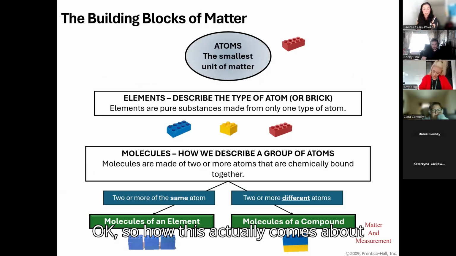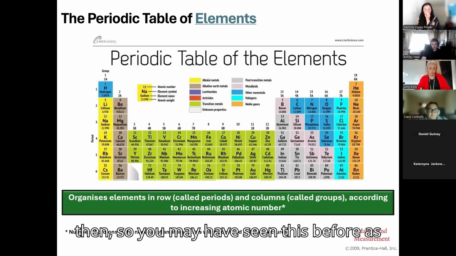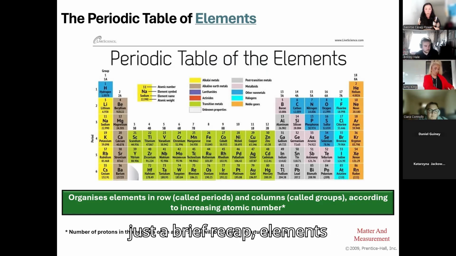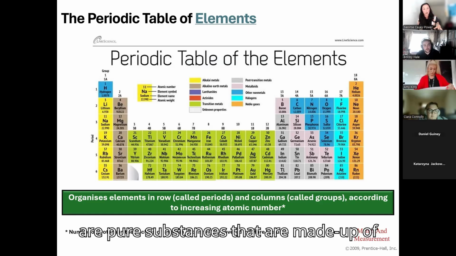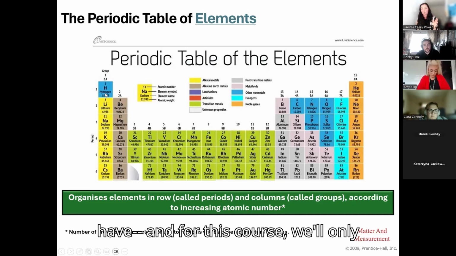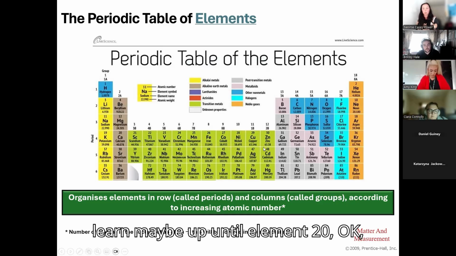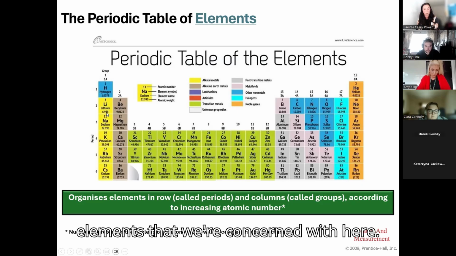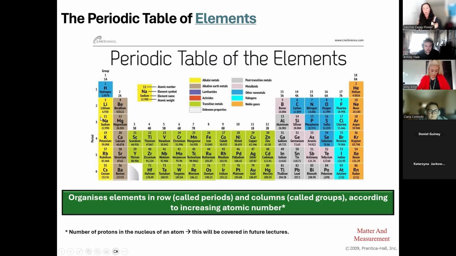Okay, so how this actually comes about then. You may have seen this before as the periodic table of elements. Just a brief recap: elements are pure substances that are made up of only one type of atom. For this course, we'll only learn up until element 20, which is calcium. So between 1 and 20 are the elements that we're concerned with here.